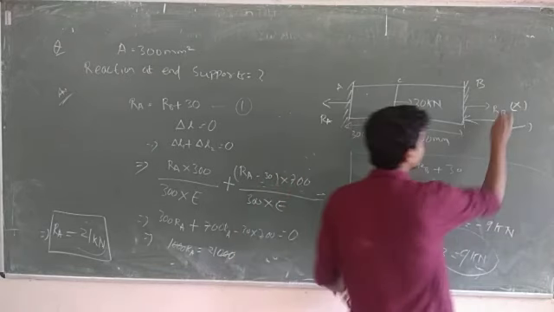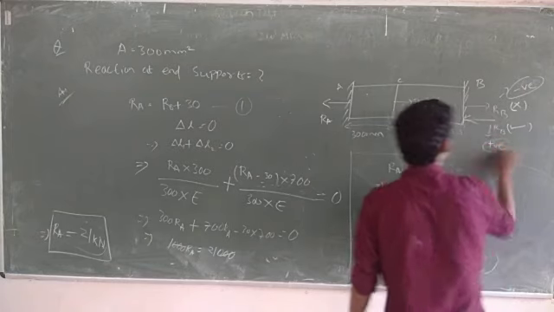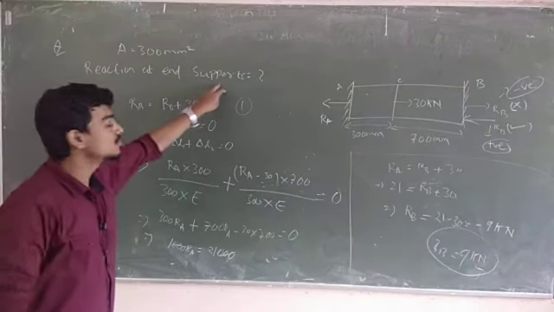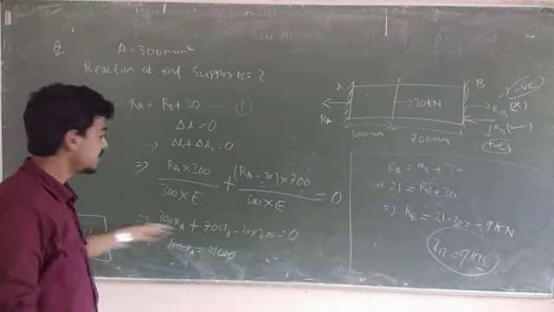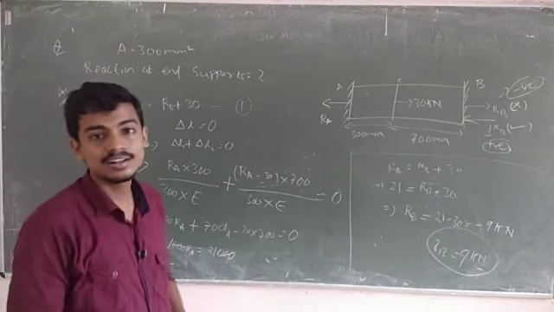Okay, in this direction it is negative. If you take this direction, this is positive. So we have found out the two reactions, RA and RB. This is your answer, 21 and 9. Clear?